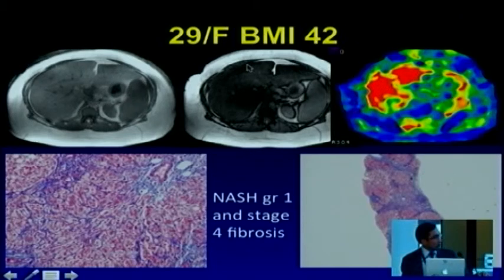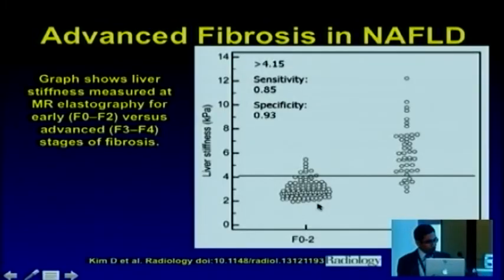This is a patient, 29-year-old. You would suspect that this patient is so young, cannot be having cirrhosis, but in fact turned out to be having cirrhosis, has NASH grade 1 and stage 4 fibrosis, and look at the amount of fat he's got is about 20% fat fraction in this. And this patient actually had grade 1 inflammation and stage 4 fibrosis in this.